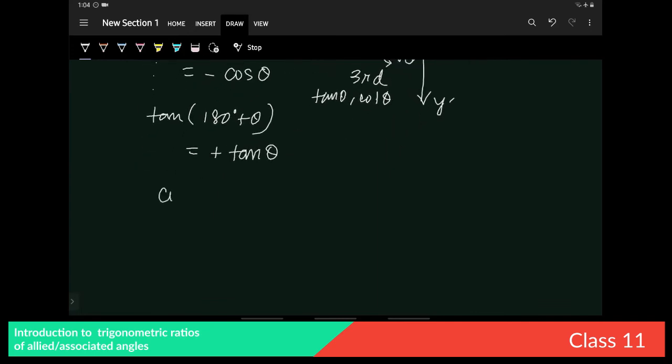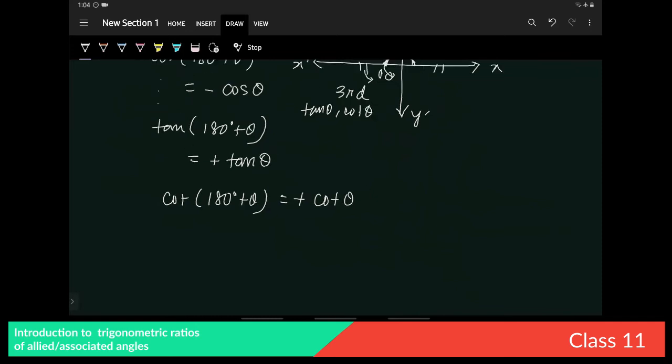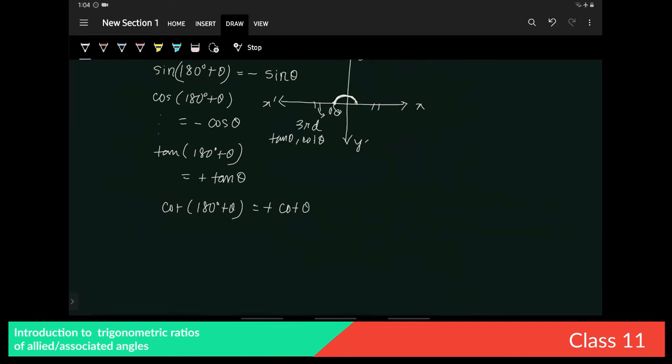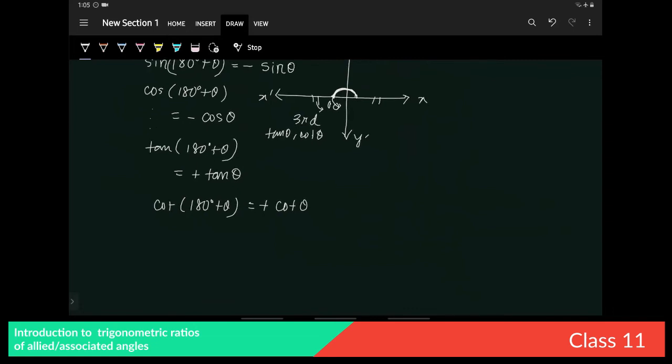Tan theta. Similarly, cot theta: it is positive in the third quadrant, so plus, and it is a horizontally associated angle, so it will remain cot theta. If you do the other ratios, that is sec and cosec, you will get that sec of 180 plus theta is minus sec theta, and cosec of 180 plus theta is minus cosec theta. Okay, so next we will discuss the angle 270 degree minus theta.